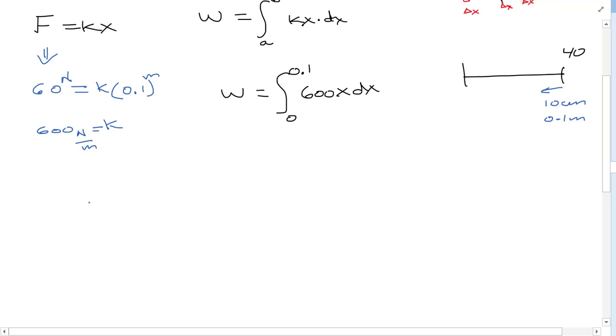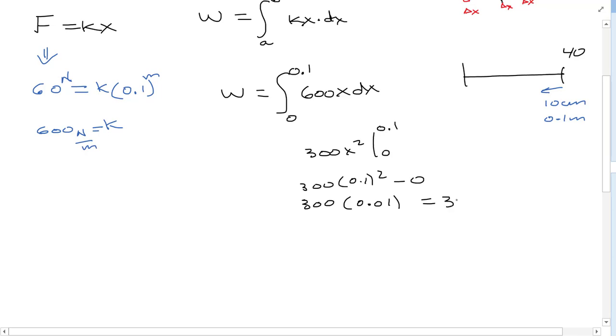And so now we integrate this. I'm going to integrate 600x, which gives x squared divided by 2, so 300x squared from 0 to 0.1. Plug in 0.1, so I get 300 times 0.1 squared, minus, when you plug in 0, you get 0. And what does this become? This is 300 times 0.01, which ends up being 3. And what are our units? It will be joules.